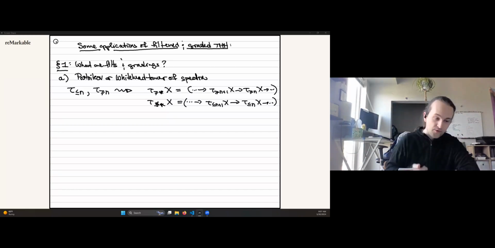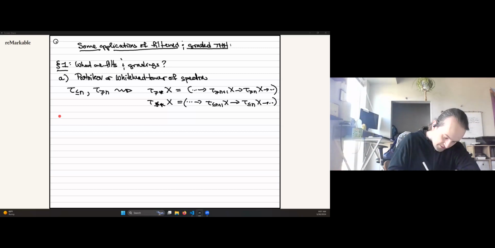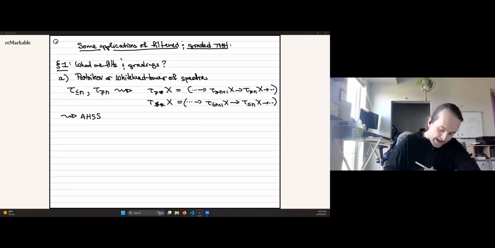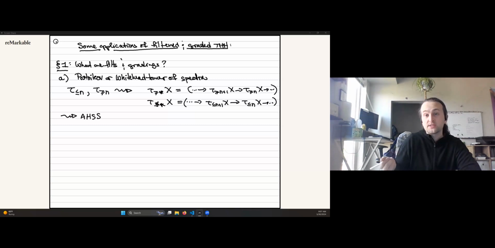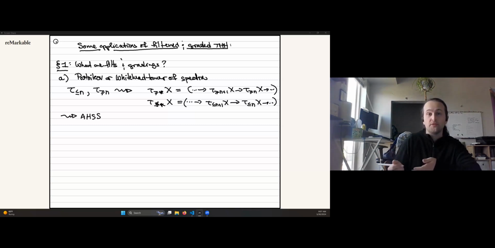These give rise to a bunch of useful tools. For example, you can use these things to construct a spectral sequence. And just as a very brief example, depending on what your spectrum looks like, you're going to get really different outputs when you consider the Whitehead tower of different kinds of spectra.